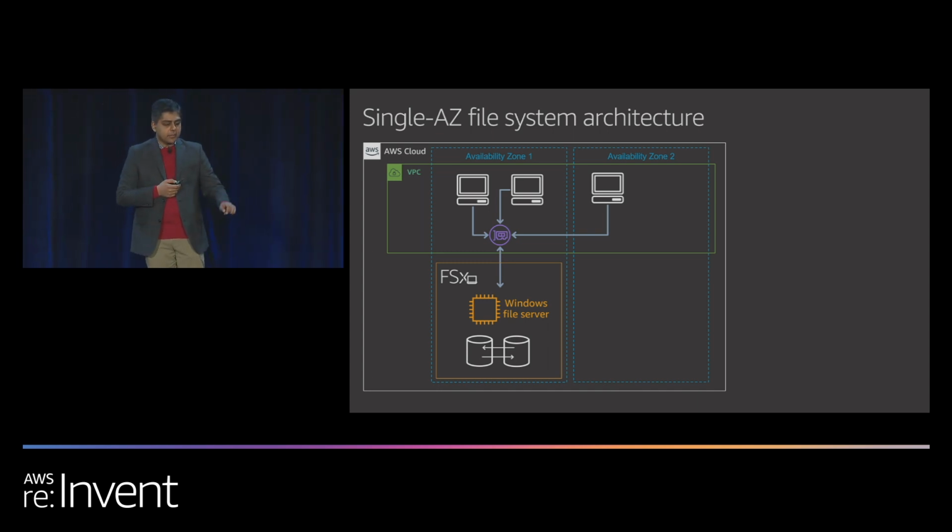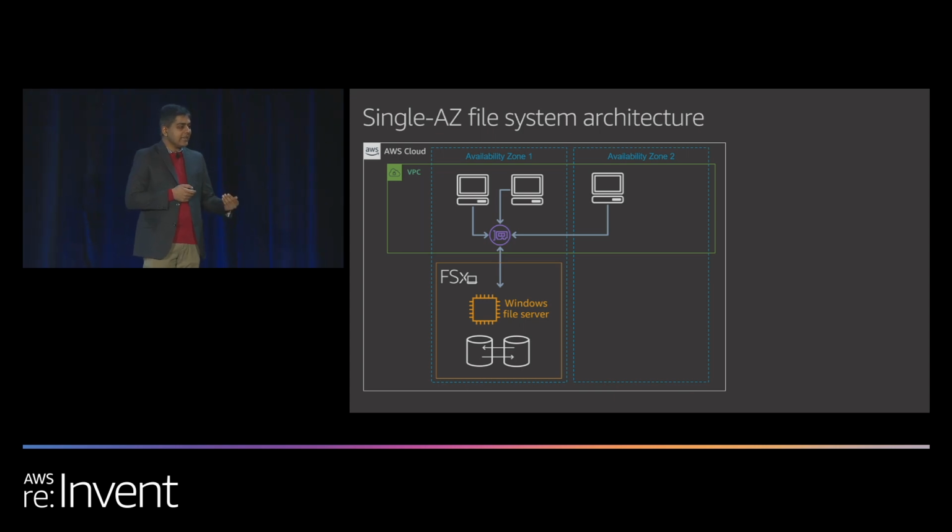You also have FSx on the bottom here, where we show a Windows file server component, as well as storage volume components with replication, as you see in this box. Now, the purple icon in the middle is basically referring to the network interface that FSx provides.